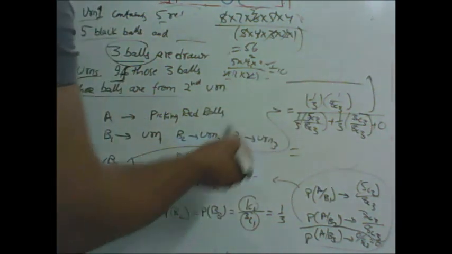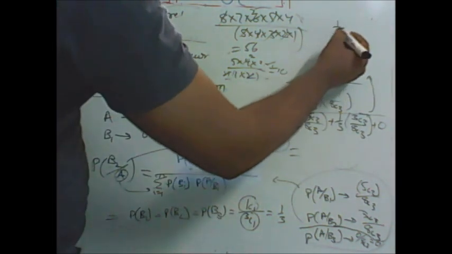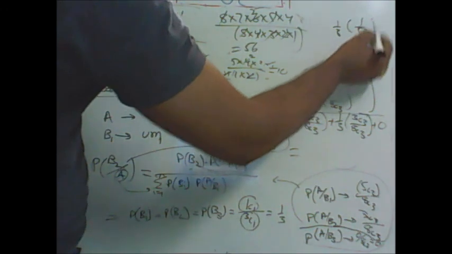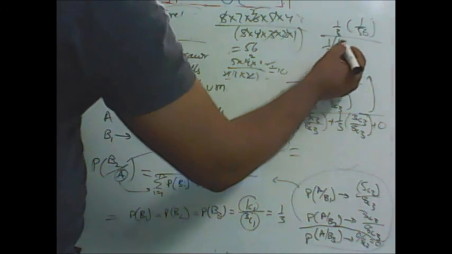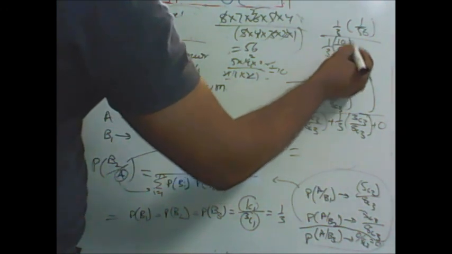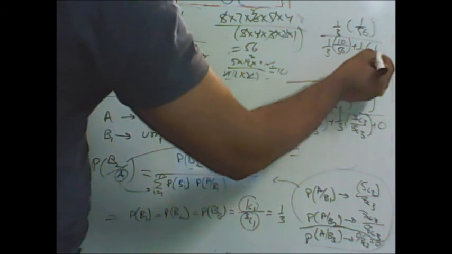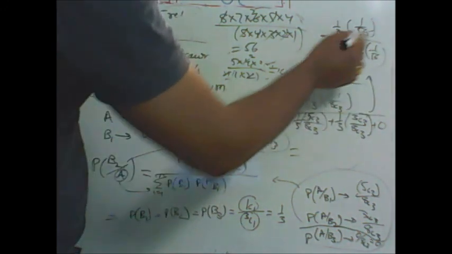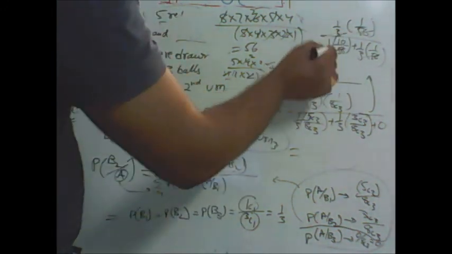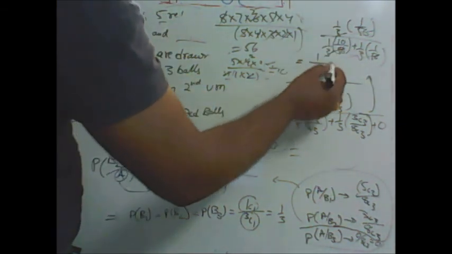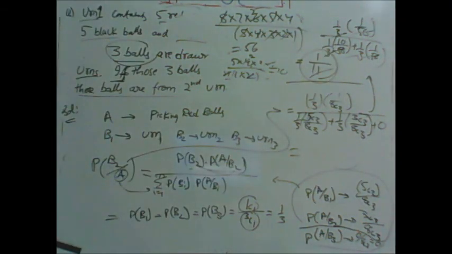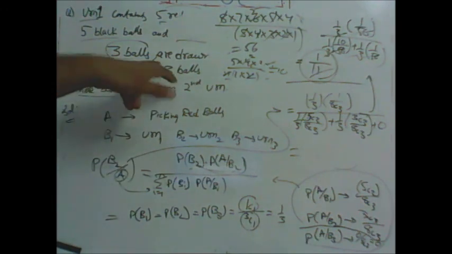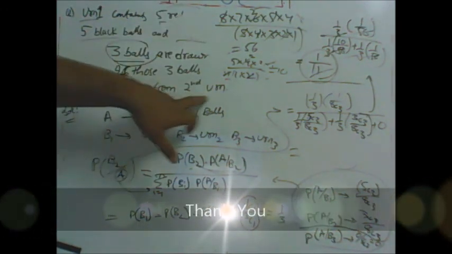So 5C3 is 10. Now if we substitute, we get 1 by 3 into 1 by 56 divided by 1 by 3 into 10 by 56 plus 1 by 3 into 1 by 56. The denominators cancel everywhere. The remaining is 1 by 10 plus 1, which is 11. So 1 by 11 is the answer for the given question. The probability that the 3 balls drawn are from urn 2 is 1 by 11.